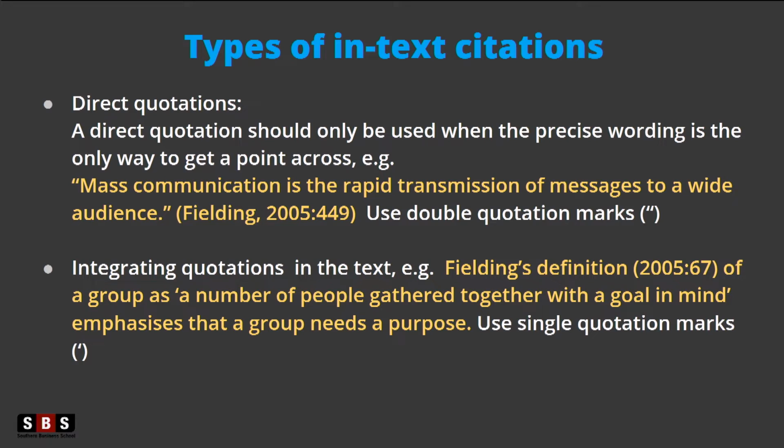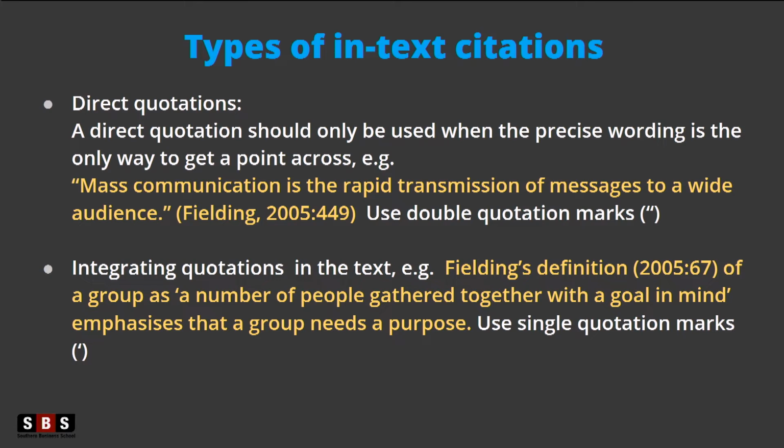A direct quotation would be when you use the exact words as they are presented in the original text without changing anything. It could be a sentence or two that you quote. You will write it down exactly as it is between double quotation marks, and that would be followed by the name of the author, the year, and the page numbers in brackets.